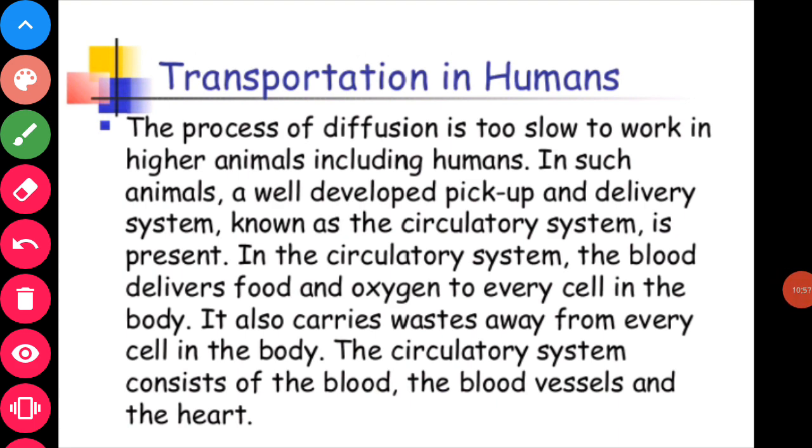Dear students, the process of diffusion is too slow to work in higher animals, including humans. We know that in higher animals and in humans, there is a complex body structure. In such animals, a well-developed pickup and delivery system known as the circulatory system is present. In the circulatory system, the blood delivers food and oxygen to every cell in the body. This blood also carries wastes away from every cell in the body. The circulatory system consists of blood, blood vessels, and the heart.